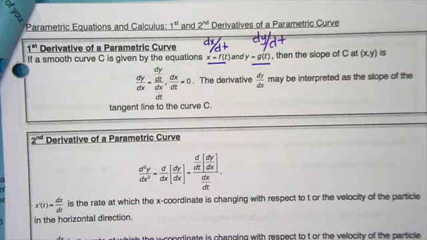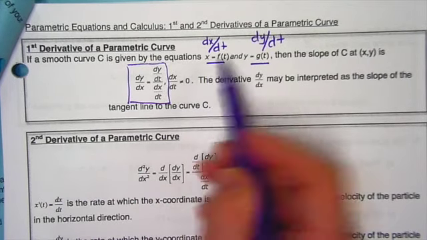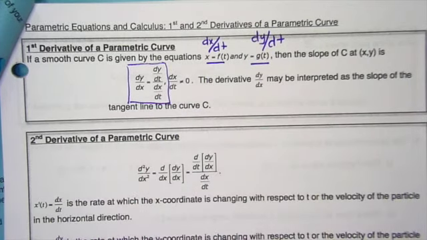So when we talk about the slope of the curve, we still want to create dy dx. So the way that we're going to create dy dx in parametric form is it's going to be dy dt divided by dx dt.